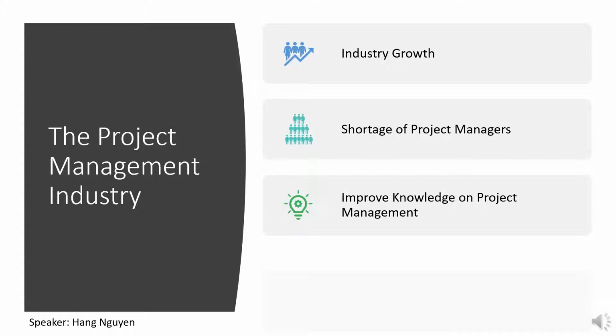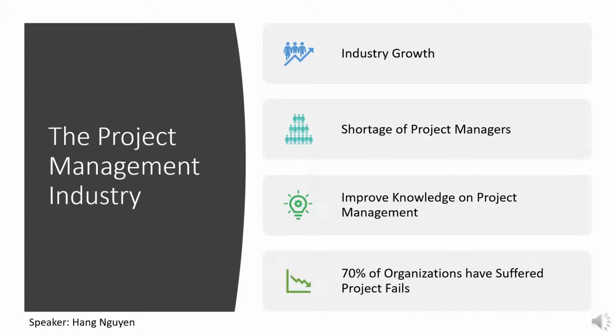According to research by KPMG, 70% of organizations have suffered at least one project failure in the past 12 months, and 50% of respondents indicated their project failed to consistently achieve what they set out to achieve.